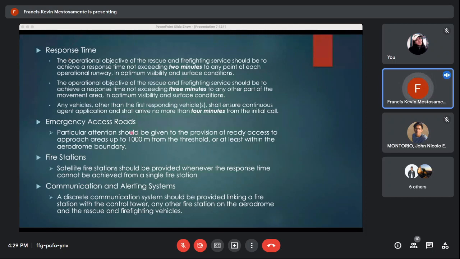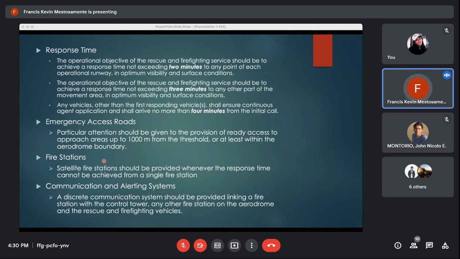Next one is the emergency access road. So particularly, we should provide a ready access on the approach areas up to 1,000 meters from the threshold and at least or within the aerodrome boundary. Next is fire station. The Aerodrome Firefighting and Rescue Services.